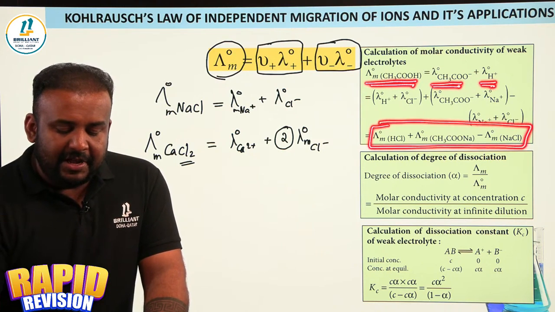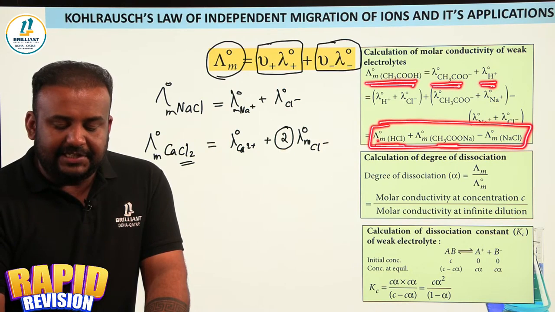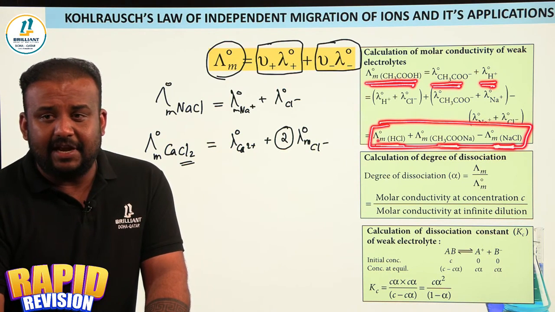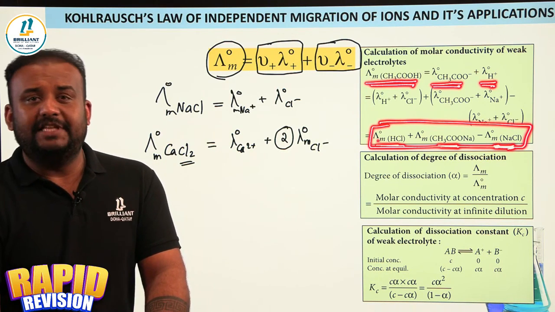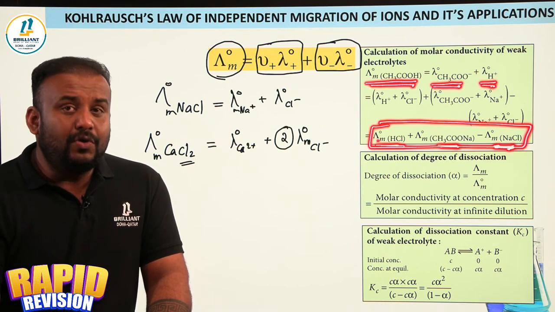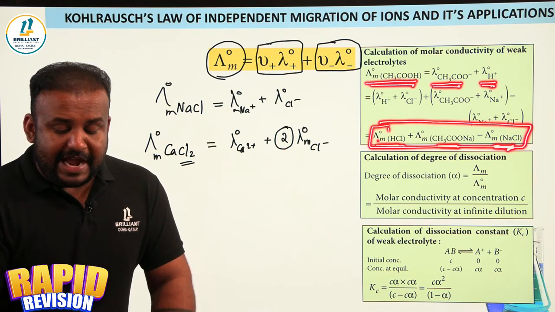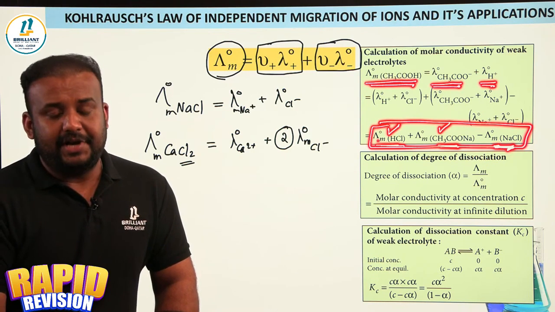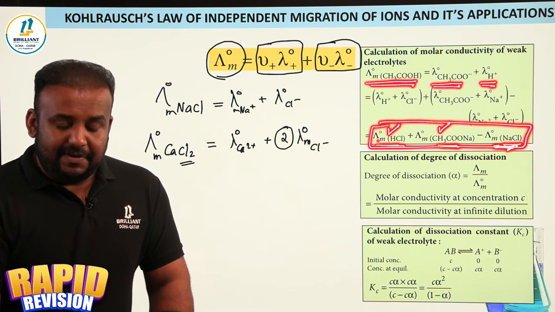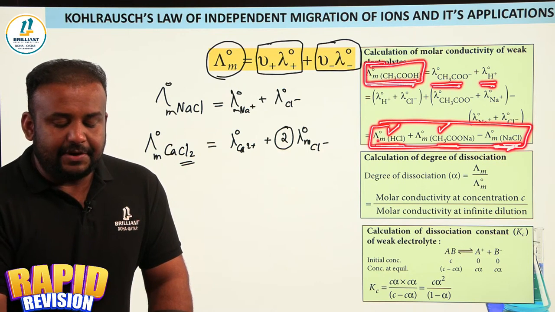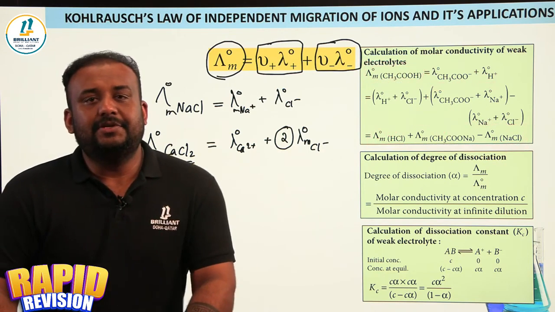Look at this expression, molar conductivity of HCl plus CH3COONa minus NaCl. Why am I doing that? Because all of these are strong electrolytes and I know the value of limiting molar conductivity of each of them, right? So we add HCl plus CH3COONa and then subtract NaCl from that, you get the value of CH3COOH. Is that logic clear to everyone?